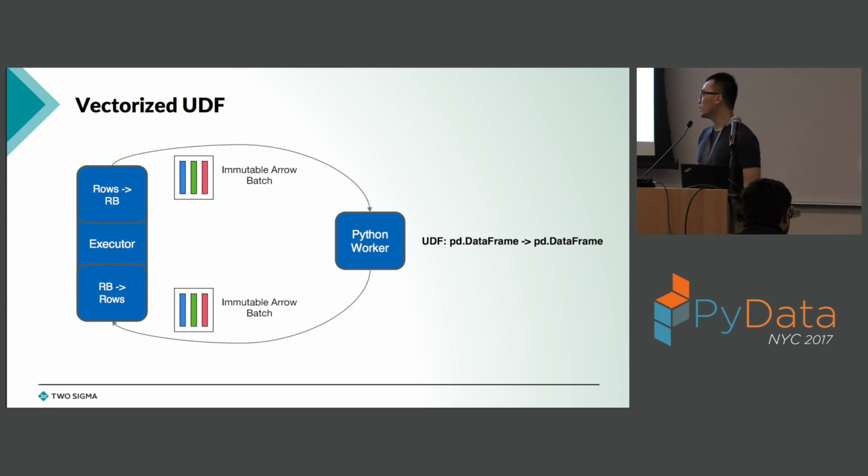So what we ended up doing is we built 2 converters in the Spark executor to turn Spark rows to and from Arrow record batches. Across the wire, instead of sending these pickled rows, we send these immutable Arrow batches. Upon receiving these batches, instead of applying the UDF on a row-by-row basis, the Python worker can now apply a vectorized UDF on each batch, and send the results back afterwards.